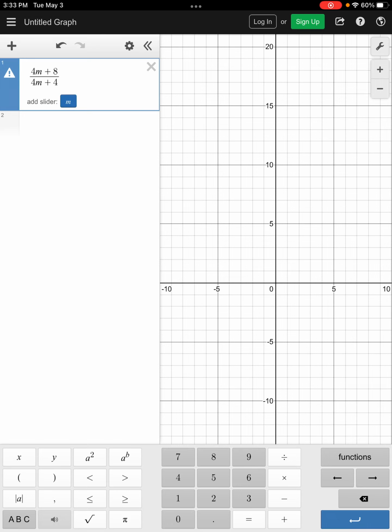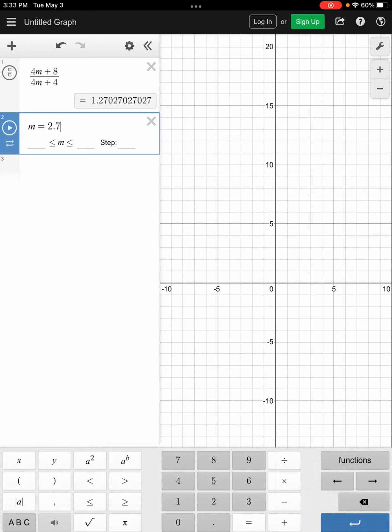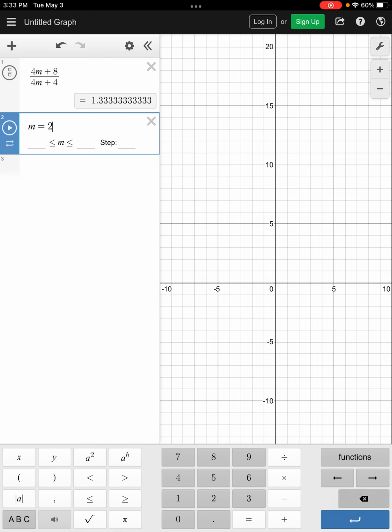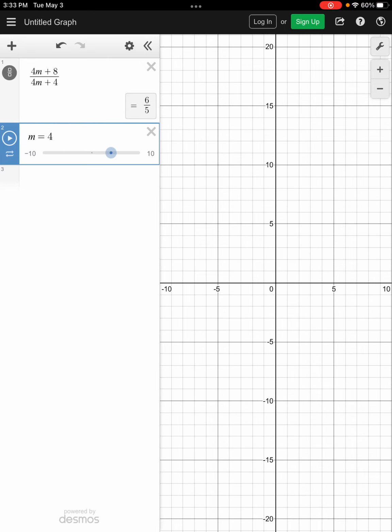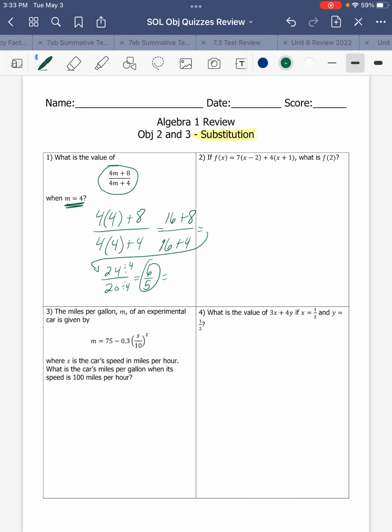And then I'm going to add the slider. I'm going to hit the little m here for add slider, and it said m equals 4. You can either move the slider back and forth until you get to 4, or you can just click on the actual number and type in 4. And we get 1.2. So 1.2 is a great answer. Otherwise, I'm going to hit the fraction key over here, and that's 6 over 5, which is exactly what we got. Or we could say it's 1.2. And for the SOL, both of them are going to be fine.